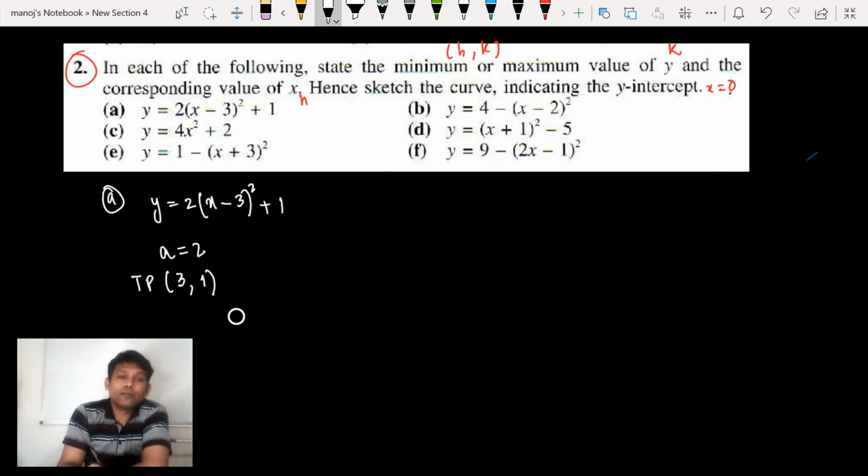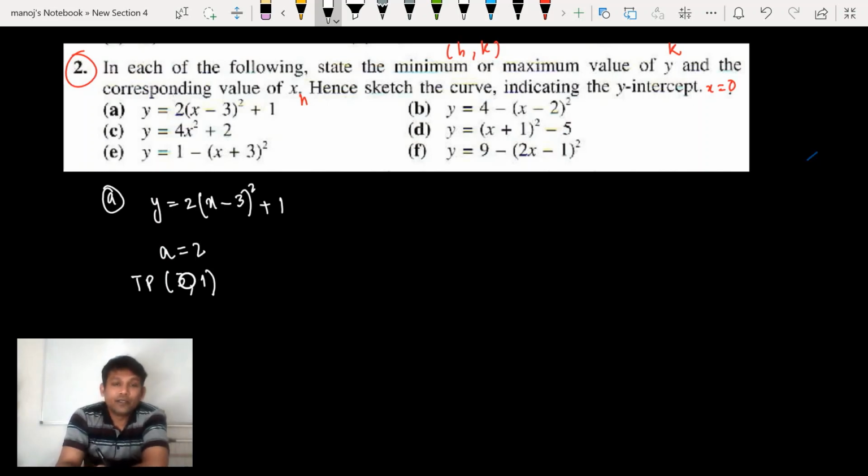Okay, how many things are required to draw a quadratic function? Step number 1, we need the turning point, and the turning point is already there. When the turning point is not given, we have to use the complete square form that I have already discussed in my video, how we can convert the normal equation to complete square form. This is complete square form, but the second equation, C, is not in complete square form. We have to convert it. Okay, complete square form, turning point is there.